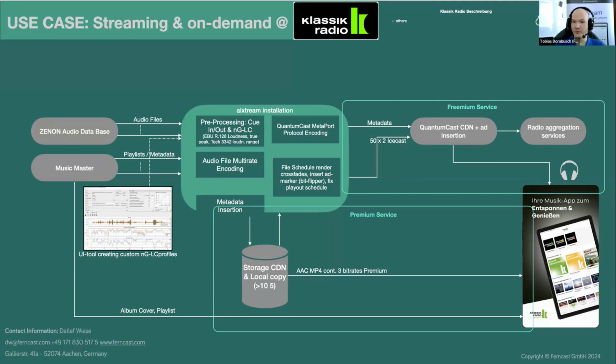But they also have a premium program where the listeners, the clients, can actually set up their own playlists, sort of like, for instance, in Spotify or something similar. And for that, we ensure that the entire audio catalog is available, encoded, and processed as Klassik Radio wants, and of course available on the CDN side. So we are doing the entire audio processing for this project.